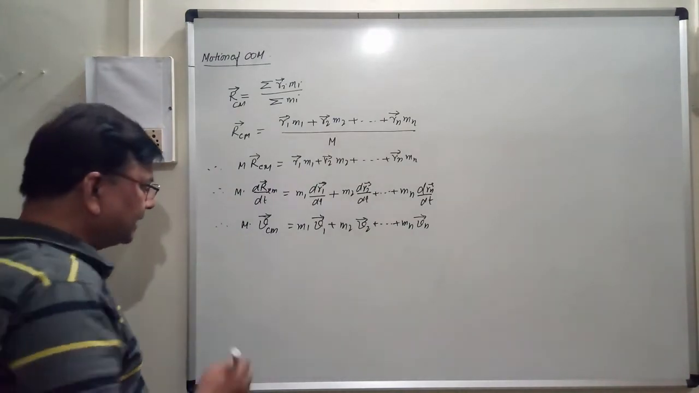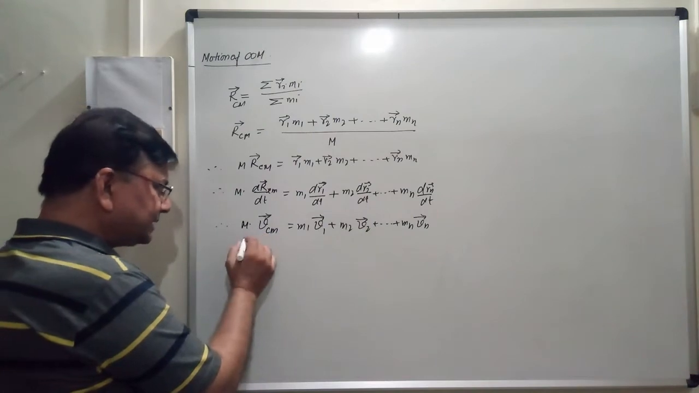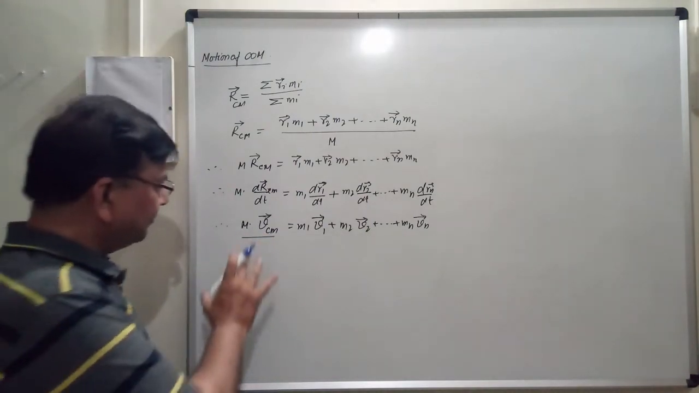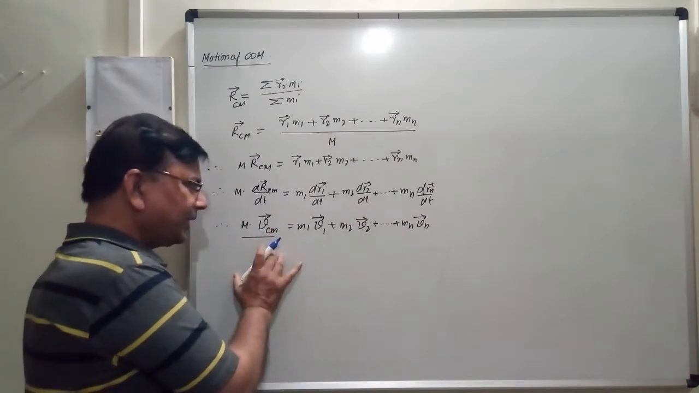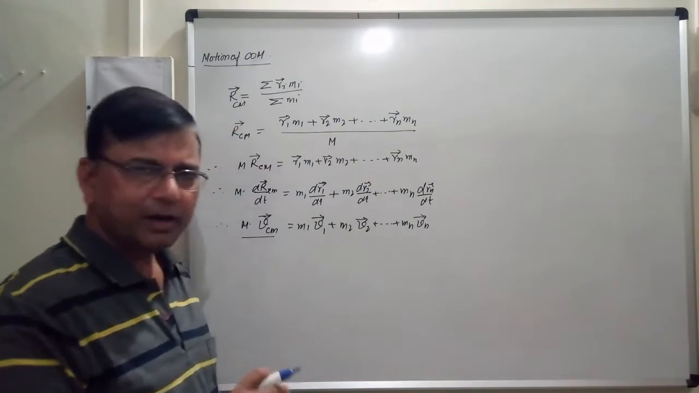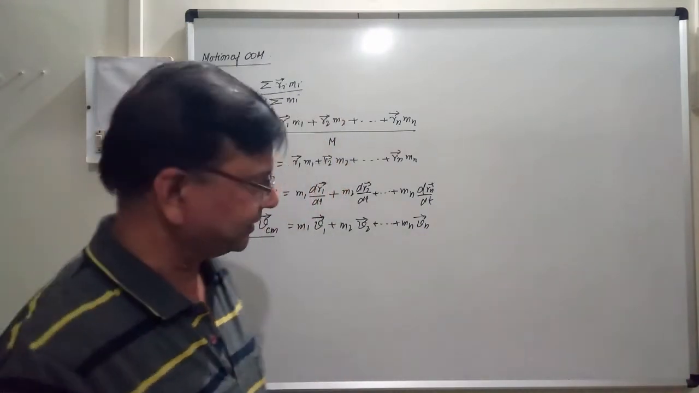So what do we observe from this relation? That is M into this velocity of center of mass, this is the momentum of the center of mass. Momentum of the center of mass is the sum of momenta of all these particles in the system of particles.